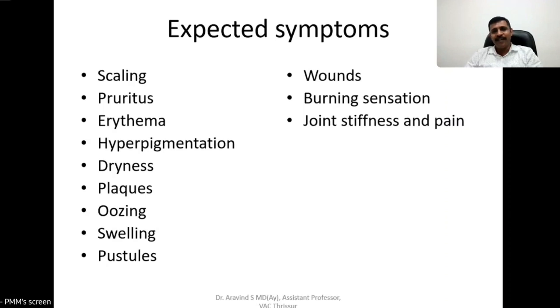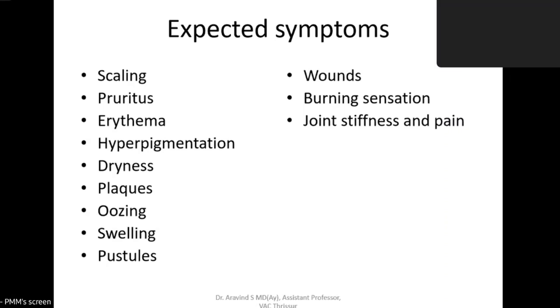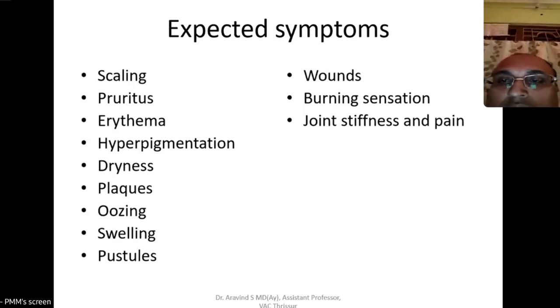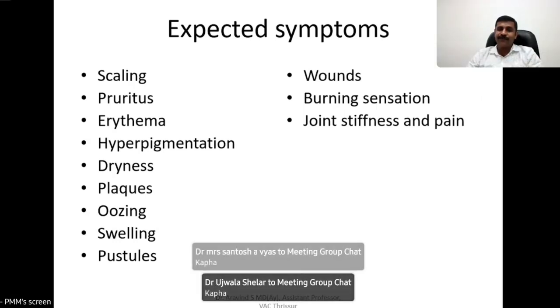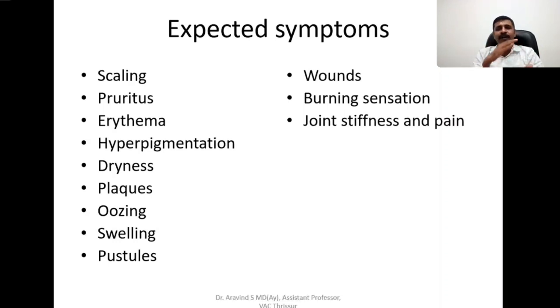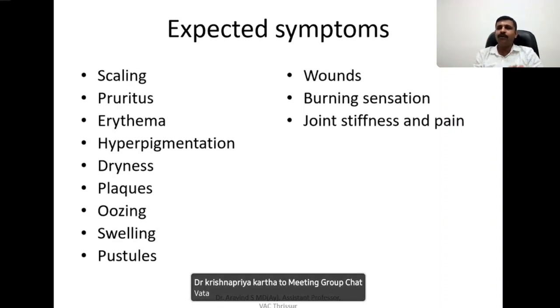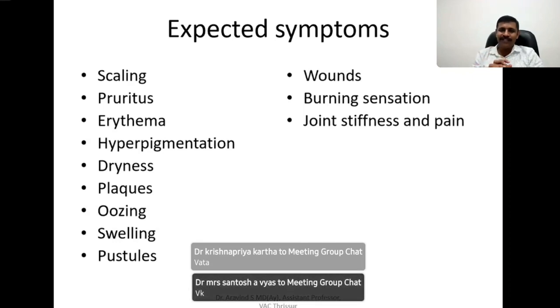Next is the plaques. Plaques means thickness. So which will be the dosha? Kapha. Yes, Kapha is the main one. In the case of thickness, it is Kapha. In the case of plaques, there will always be dryness. That dryness is due to the Vata. So if dryness and thickness are there, definitely it is Kapha Vata or Vata Kapha. I hope it is clear now.